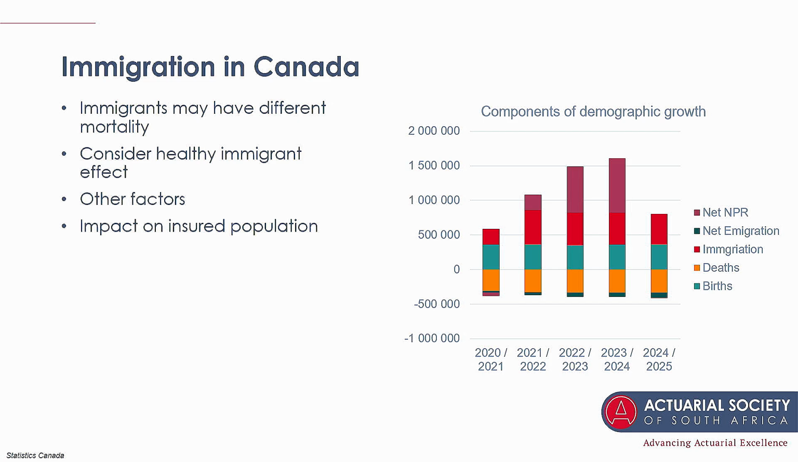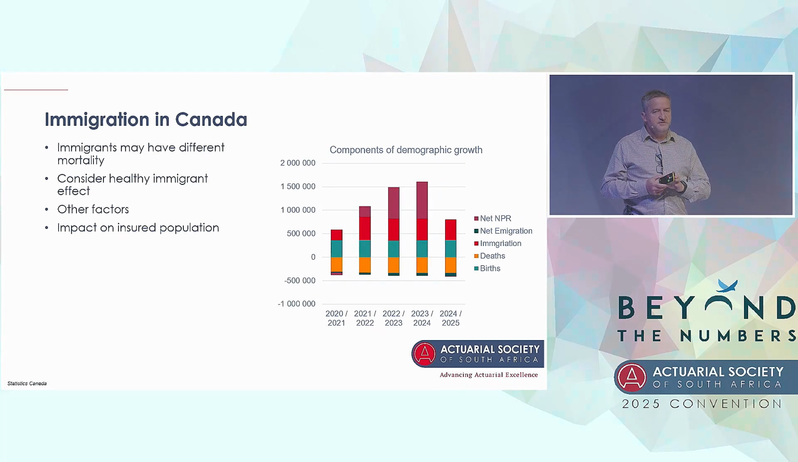Then, at the top, you have net NPR. It's net non-permanent immigration. So it's people that are there temporarily, and you can see they had a lot of immigration after COVID on the non-permanent, and they're trying to cut that down now. The trends in politics have changed around immigration. You can see they've cut down on that a lot.